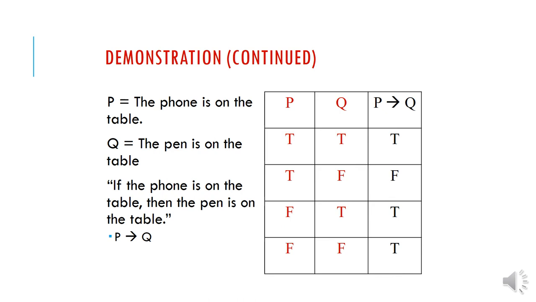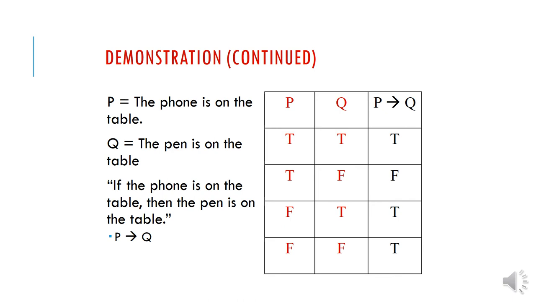Row three and row four are often confusing, but will make more sense when you think about whether or not a lie or the truth is being told. So I'm telling you, if the phone is on the table, then the pen has to be on the table. But then I don't put the phone on the table. Technically, I haven't lied to you or told you anything that's false.